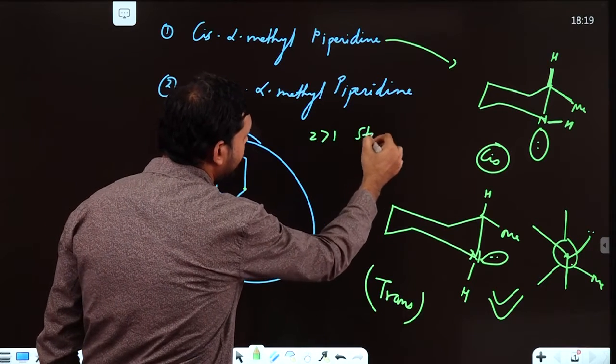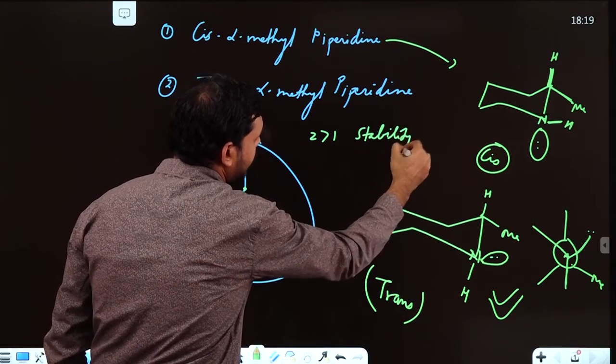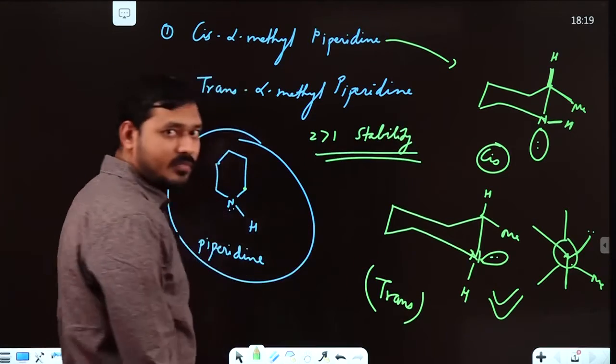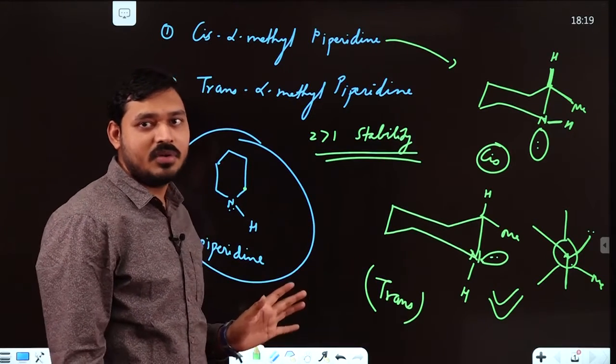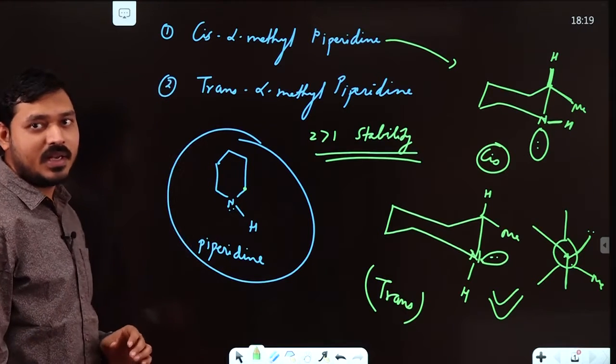2 greater than 1 in stability. I think everyone has noted it down. So let's continue with the next example.